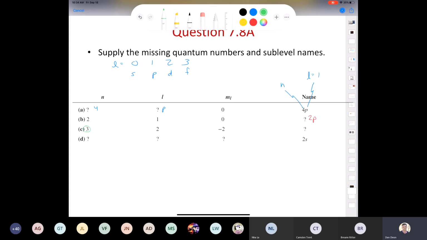Let's give the next one the old college try here. We've got n is equal to 3, L is equal to 2, ML is equal to minus 2. Well, the name of the orbital: if n is equal to 3, it's going to be a 3, and if L is equal to 2, it's going to be a d, so a 3d. There we go. And we'll give the last one the old try. Oh boy, they didn't give us much information here, did they? We've got a 2s orbital, so n is equal to 2. When we have an s orbital, that means L is equal to 0, and our only possible value of ML is 0.